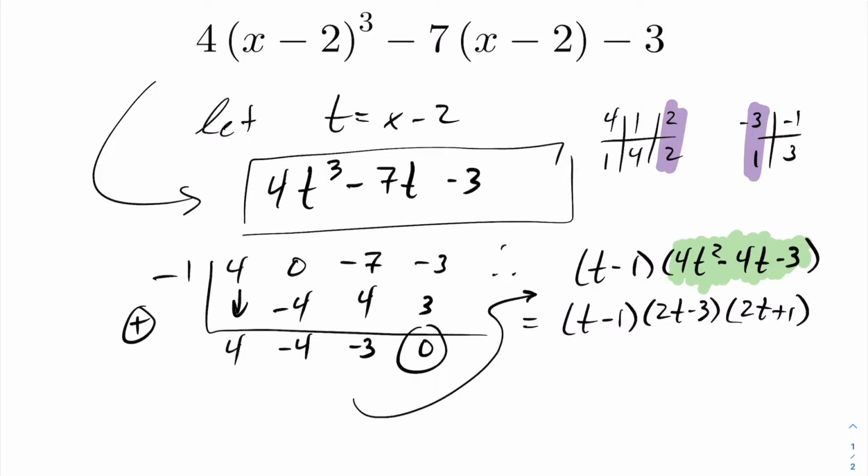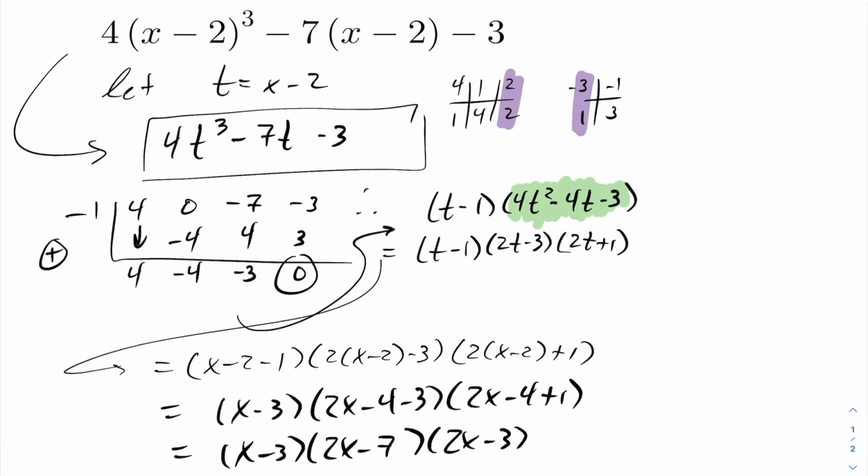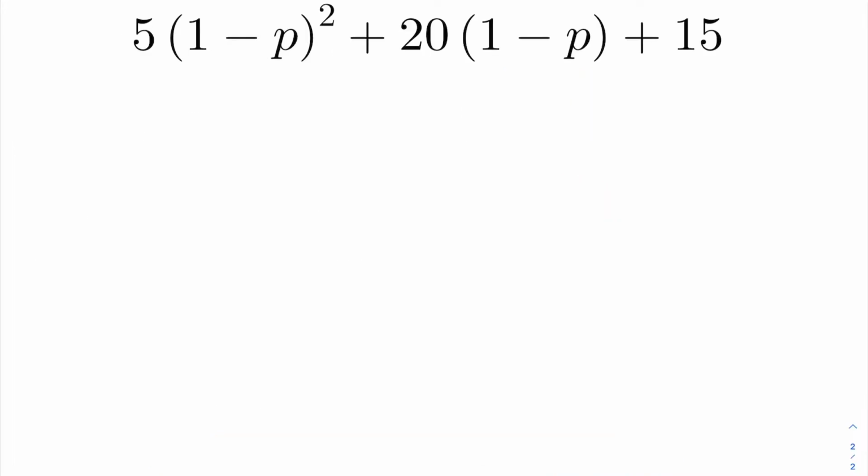Now this wasn't a t, this was an x minus 2. So let's go ahead and sub in an x minus 2 for our t values, giving us the following. Letting t equal x minus 2, expanding and simplifying, we have the following decomposition. You'll see here that this expression is equal to x minus 3 times 2x minus 7 times 2x minus 3. Let's take a look at another example here.